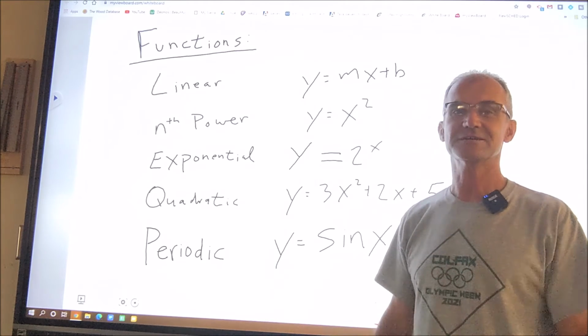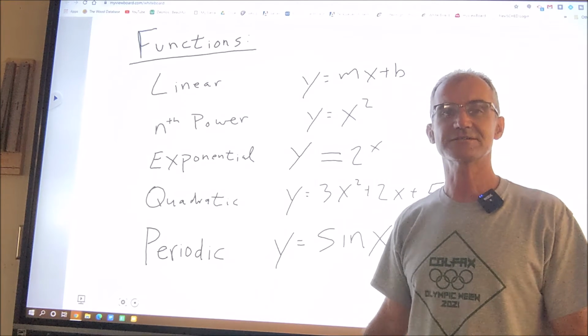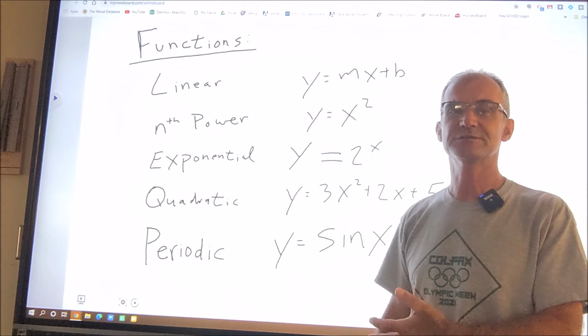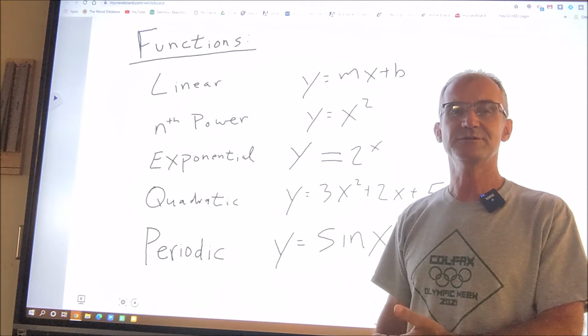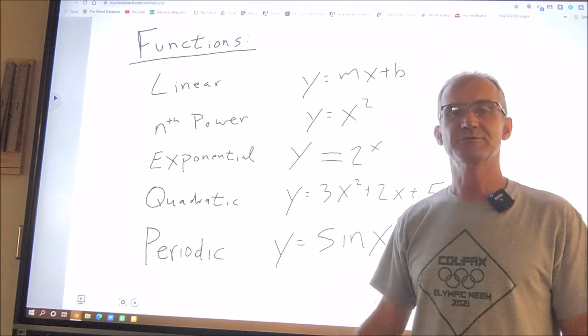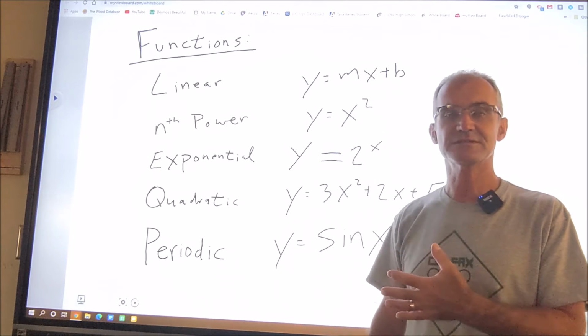Today I'm going to talk functions, identifying functions, sketching the graph of functions, what's the difference between functions. This is for something like an Algebra 2 class, Integrated 3, Trigonometry, Pre-Calculus, something right before calculus class. I break it down into 5 primary functions.